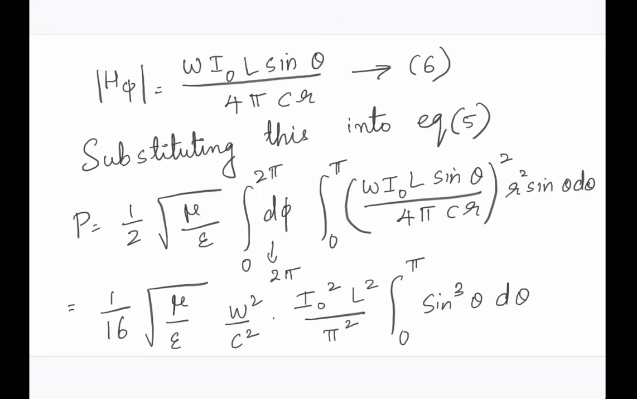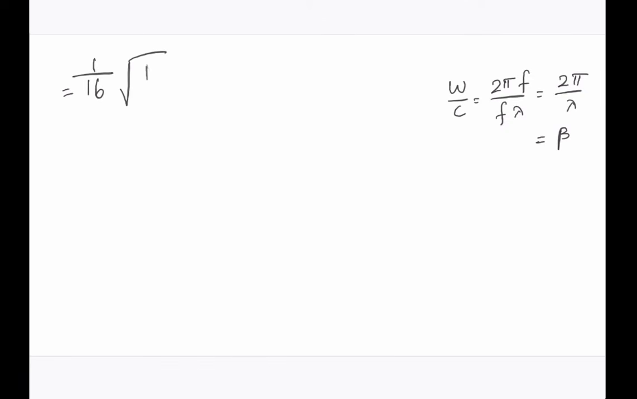Here, in this equation, if you see omega by c, omega by c will be equal to 2 pi f by lambda. So omega by c is 2 pi f by lambda, and that will be equal to beta. And similarly, this equation can be written as 1 by root of mu by epsilon into the formula.